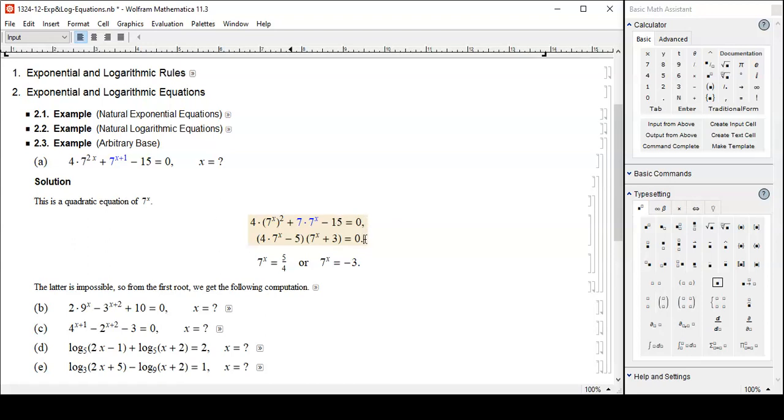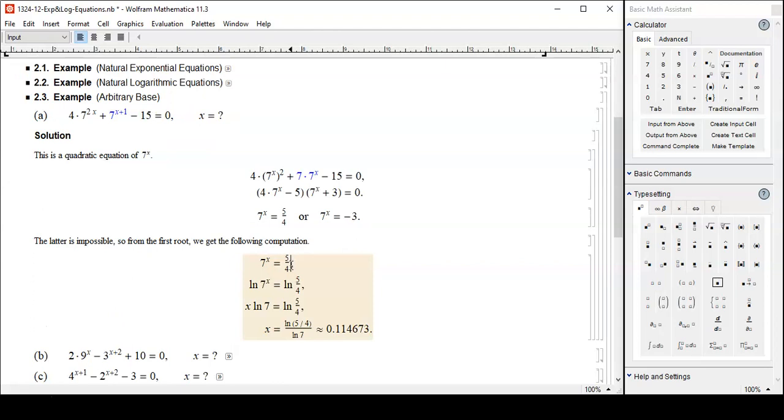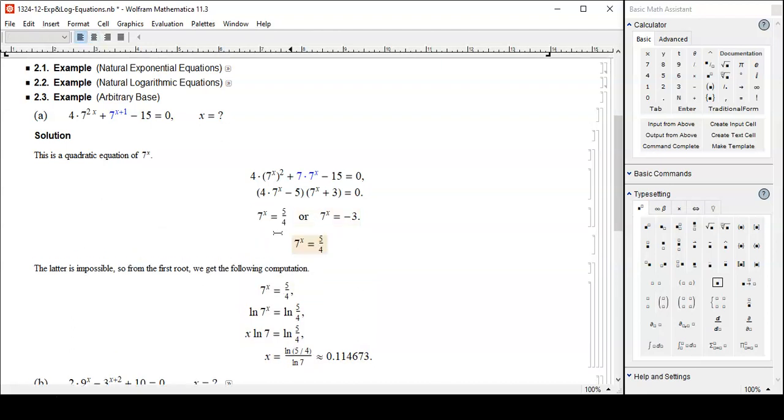So solve it with respect to 7 to the x power, and we get 7 to the x power is 5/4 or -3, but -3, that's extraneous. That's not going to be valid because exponential is never negative. And this one, we can find out the answer by taking the logarithm. So, I took the log based e, natural logarithm, but this was a bit of an overkill. It would have been easier from here.